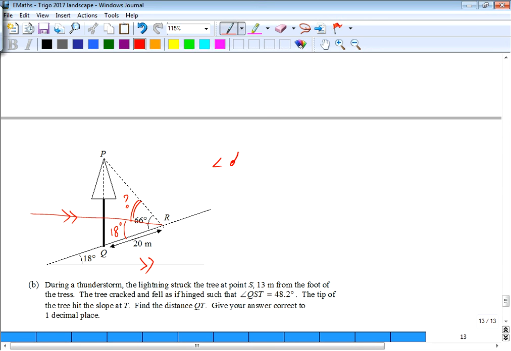So angle of elevation is equal to 66 degrees minus 18 degrees, which is 48 degrees. Then part 3, find the height of the tree.